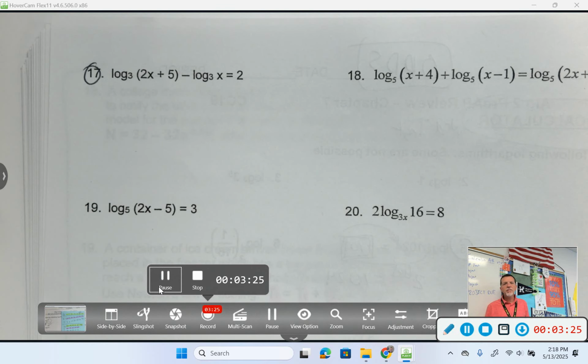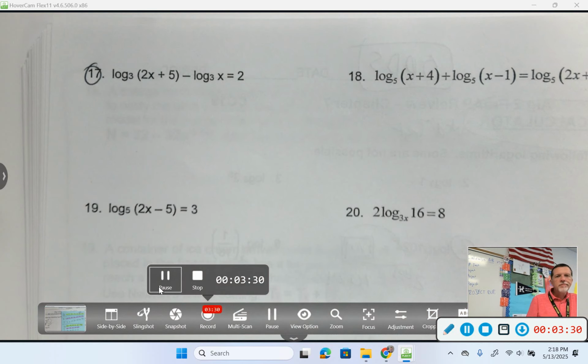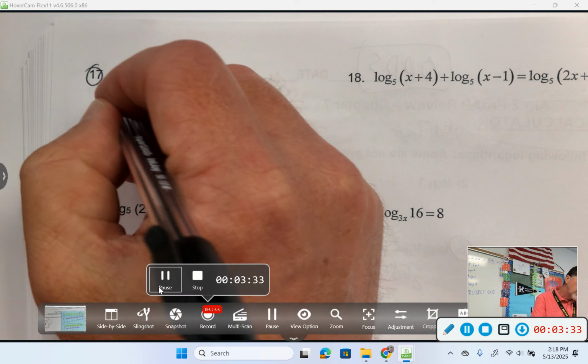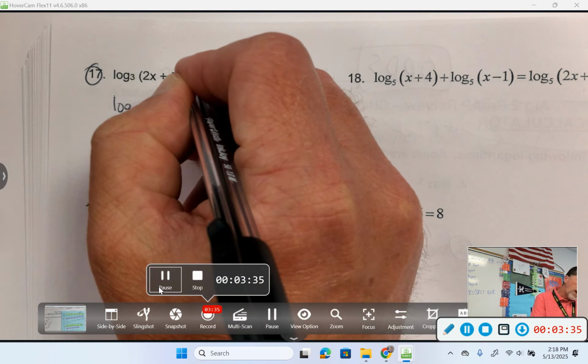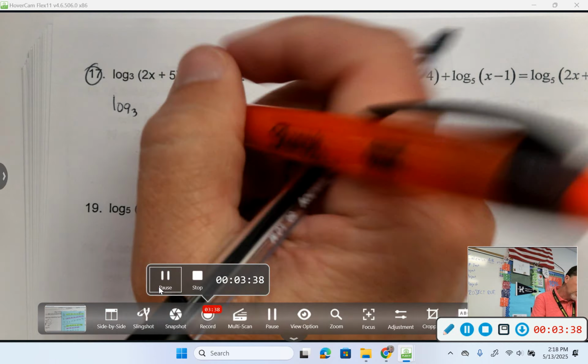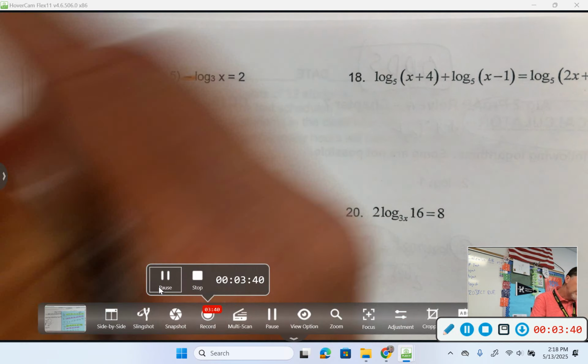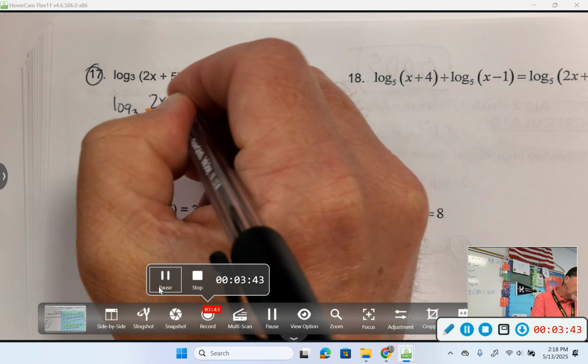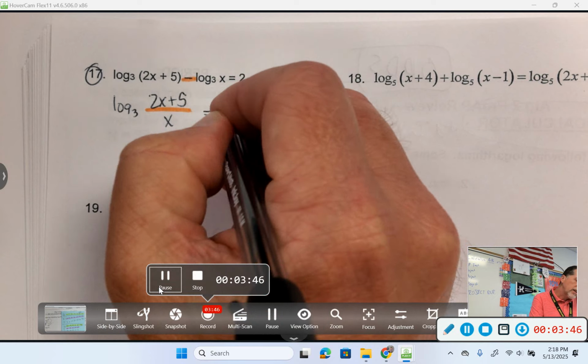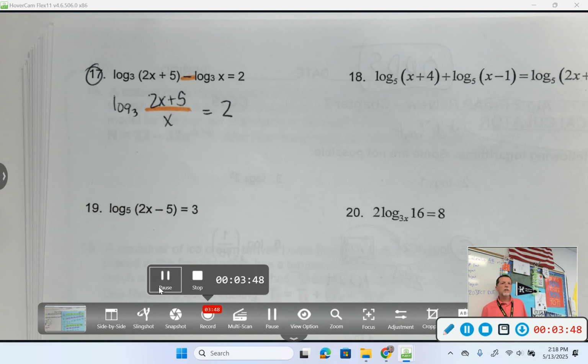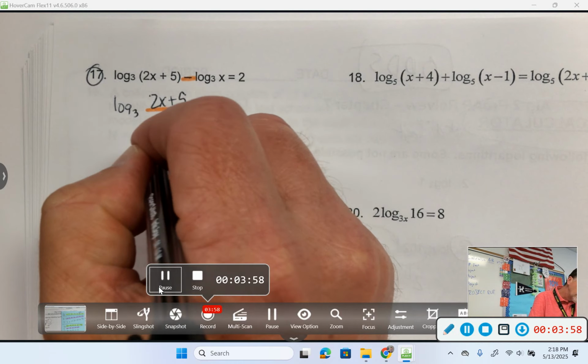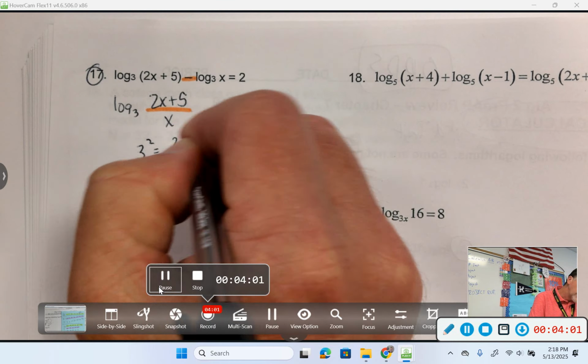What would you like to do on 17? Let's condense first. So subtraction turns into division. So 2x plus 5 over x equals 2. What would you like to do next? Yeah, fishhook. So 3 squared equals 2x plus 5 over x.